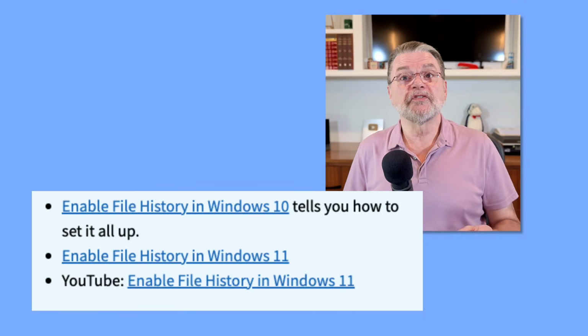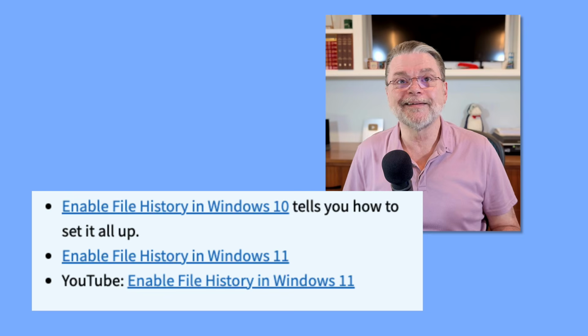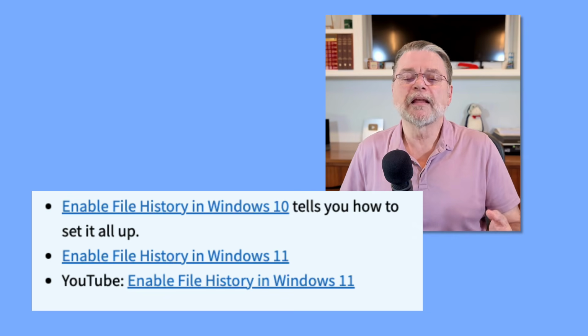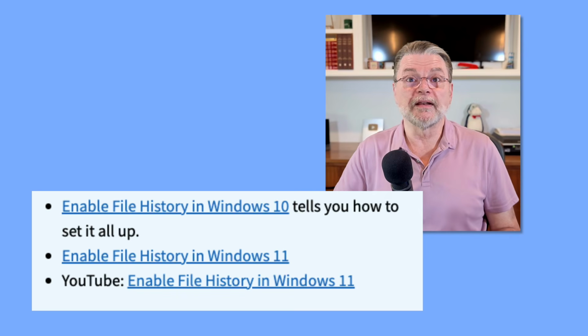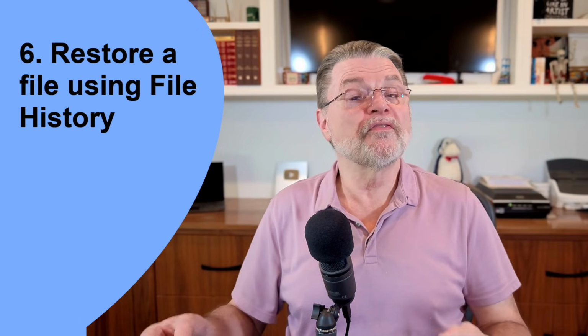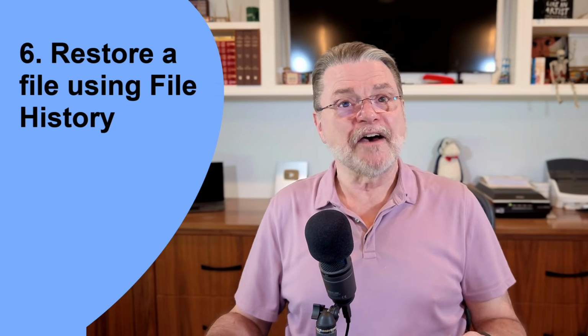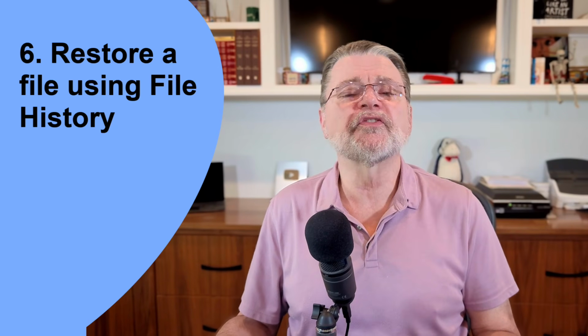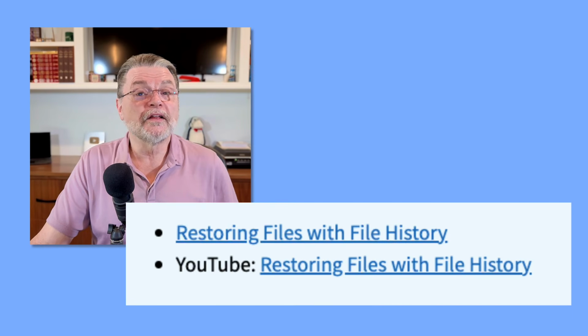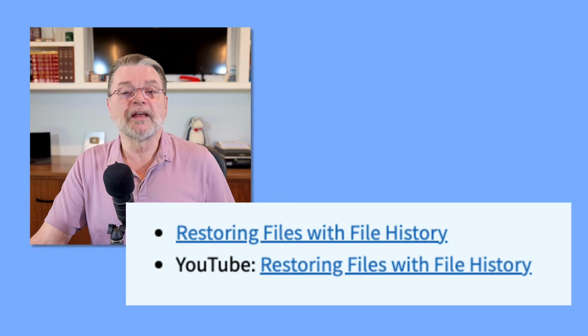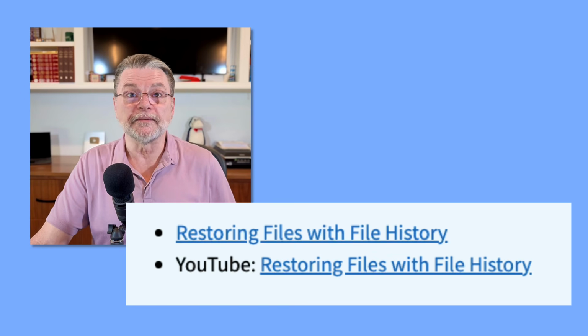Enable file history in Windows 10 tells you how to set it all up in Windows 10. Enable file history in Windows 11, the same for Windows 11. And on YouTube, enable file history in Windows 11. Number 6, restore a file using file history. After you've had file history running for a while, you'll almost certainly encounter a point where you want to recover a file that's been backed up. You'll learn how to browse what's been backed up, locate the file or files you want, and restore them. Restoring files with file history is the article, and on YouTube, same title, Restoring Files with File History.